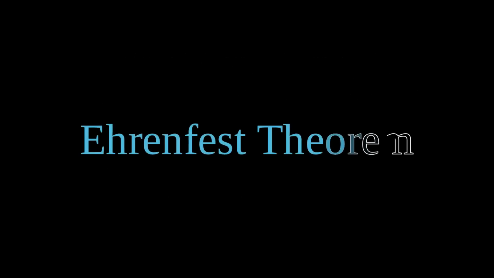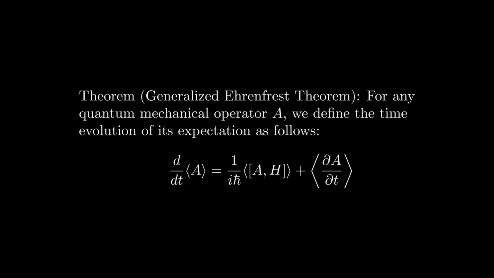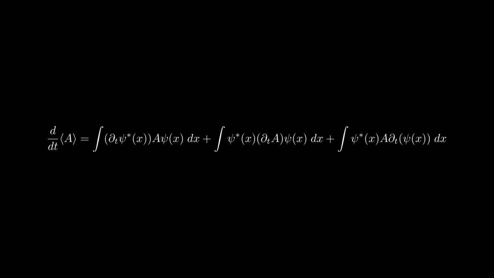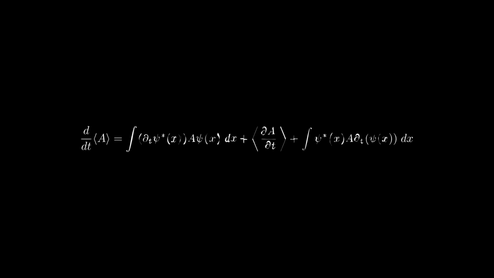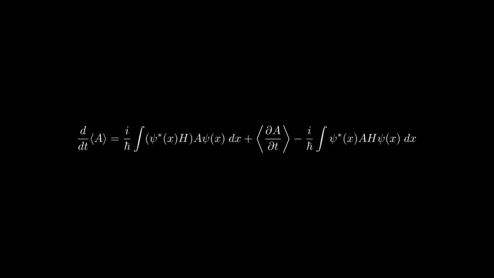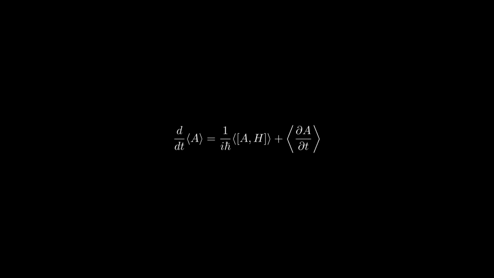Now that we have defined the Schrödinger equations, the last thing I want to talk about in this video is the generalized Ehrenfest theorem. This theorem tells us how the expectation value of a given operator changes with respect to time. The derivation for this is straightforward. Expand the left-hand side as an integral as follows. The middle term simply becomes the expectation of the time derivative of the operator. We can substitute the TDSE for the time derivatives of psi to get the following. Performing some algebraic manipulation gives us the following expression.